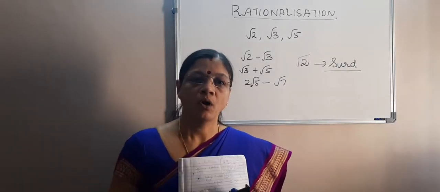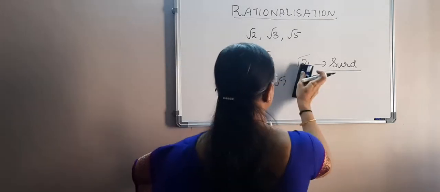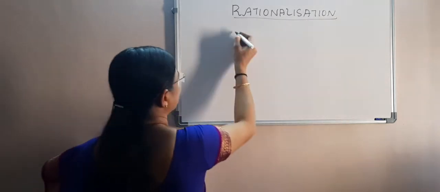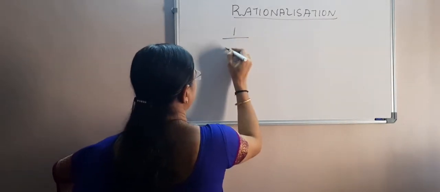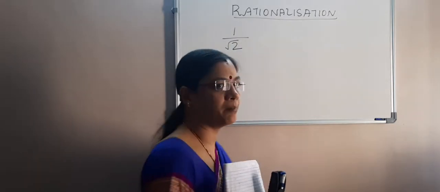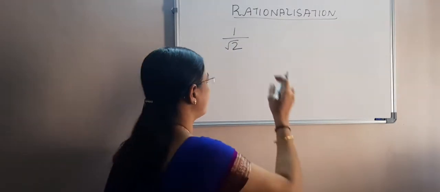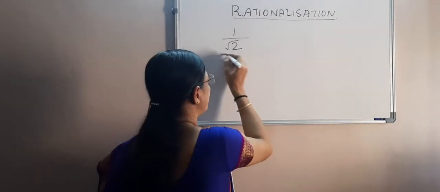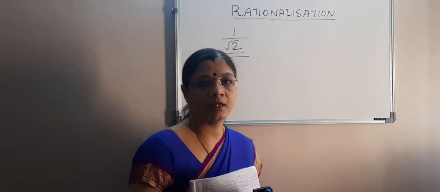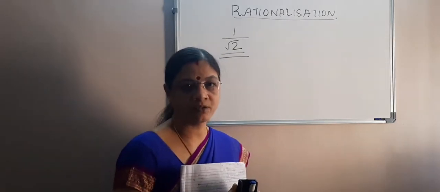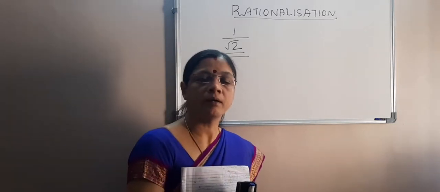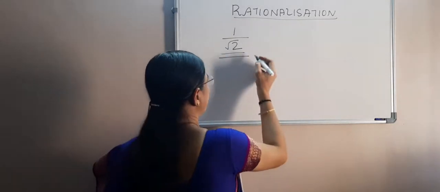Okay, so how do we do that? We always see the denominator of a fraction. If we have 1 by root 2, this is of the form p by q, it is a fraction, and we see the denominator. If there is an irrational number in the denominator, we try to rationalize it. That is, we try to make the denominator a rational number. So how do we do this?